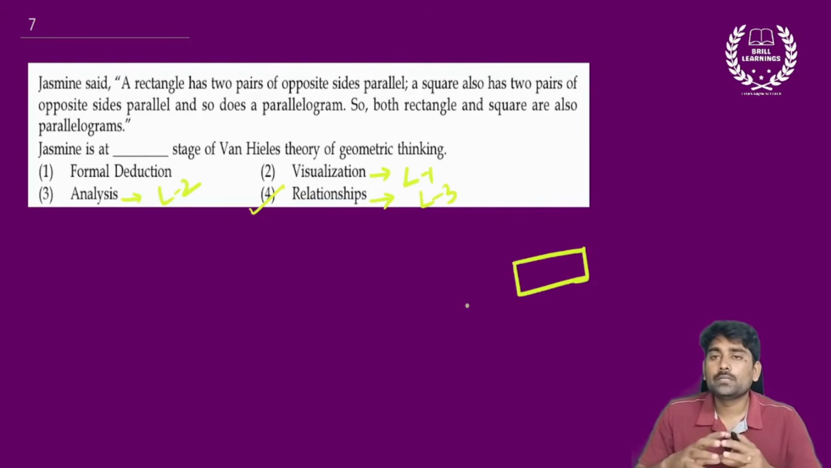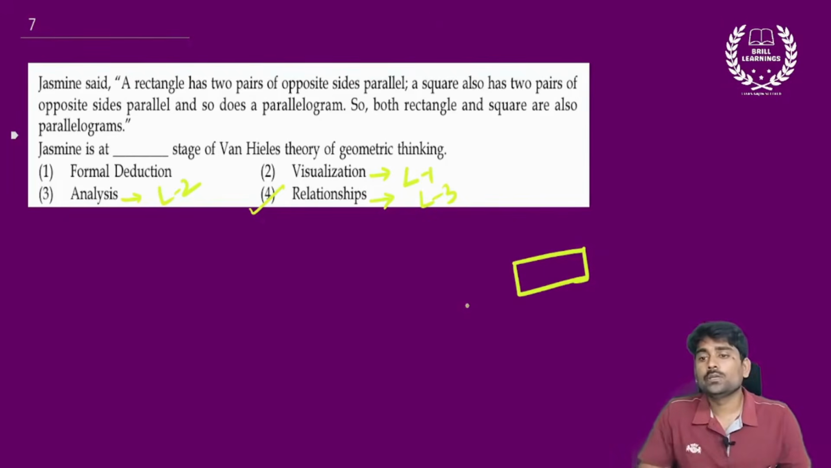The final one is formal deduction. Formal deduction is the fourth stage of Van Hiele's theory of geometric thinking. In this stage, they have a strong command over the properties of all shapes. They can even derive theorems and axioms in order to prove the relation between different types of shapes. So here the best option is relationship, the third stage.